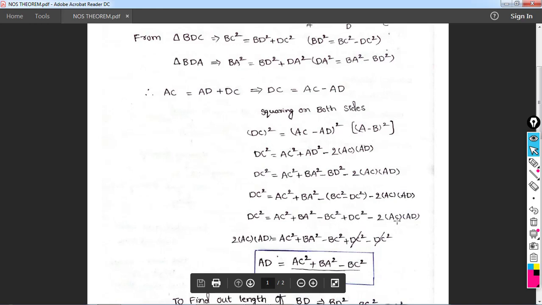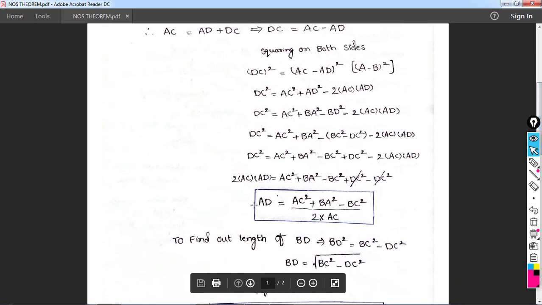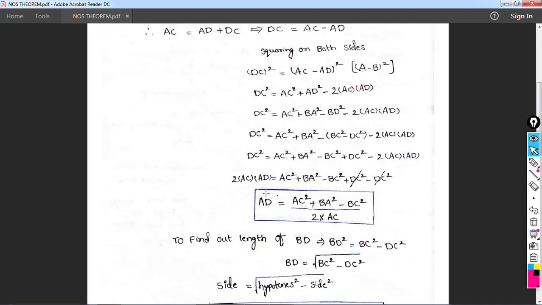let's send this minus 2AC AD to the left side and send this DC square to the right side. This plus DC square, when it comes to this side, becomes minus DC square, so the plus DC square and minus DC square both get cancelled. By this, AD is equal to AC square plus BA square minus BC square by 2AC, and this is the NOS formula. So this is the theorem of how we can get the NOS formula.